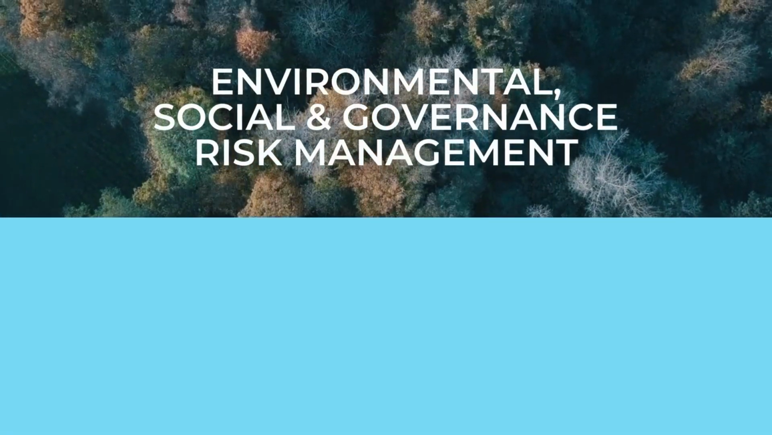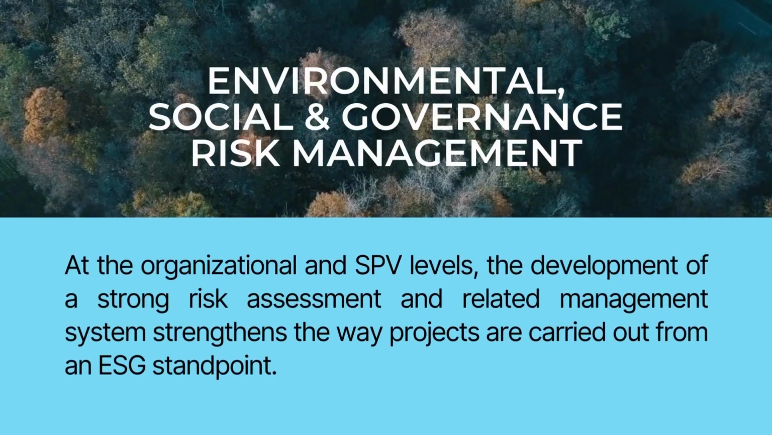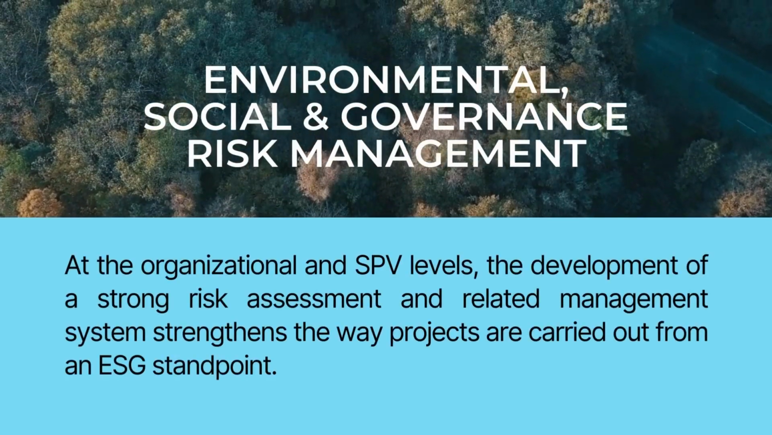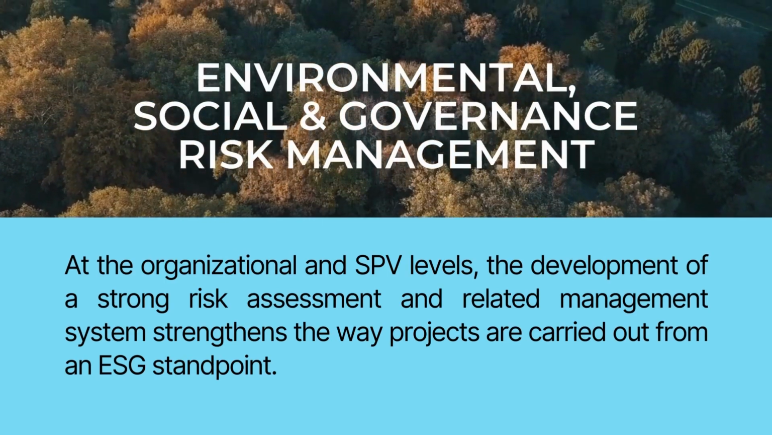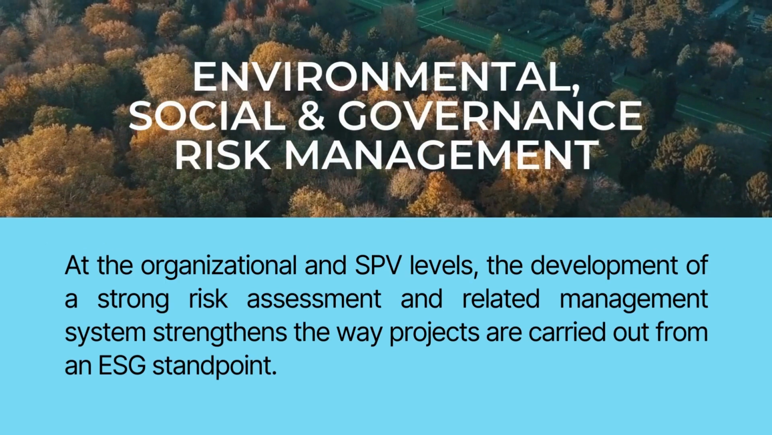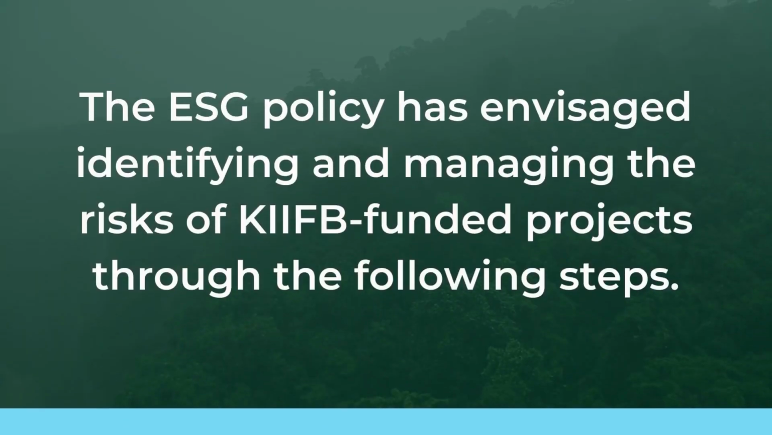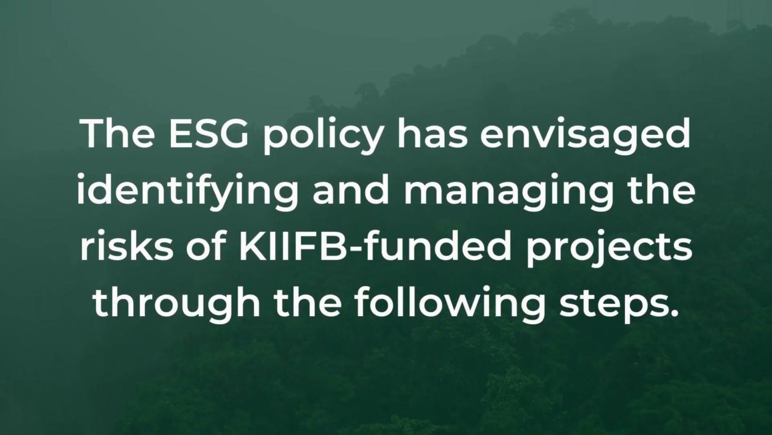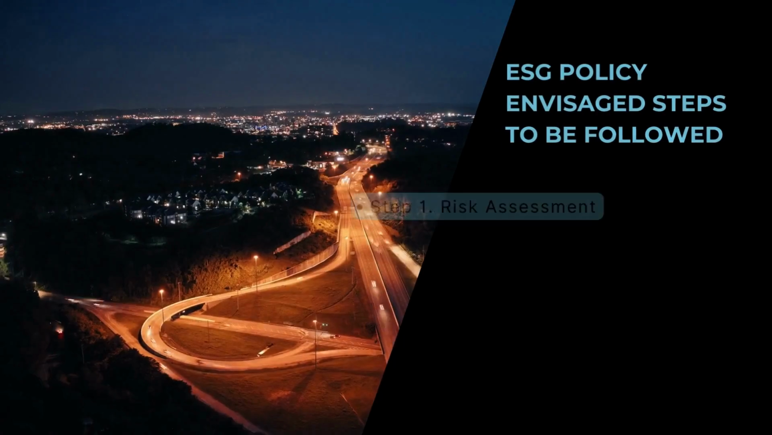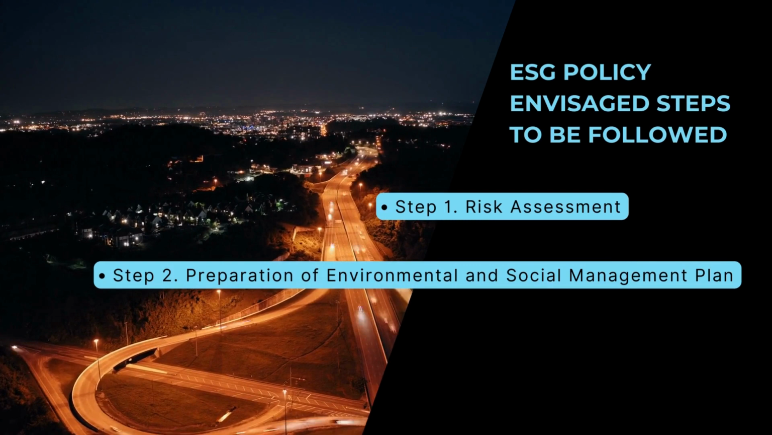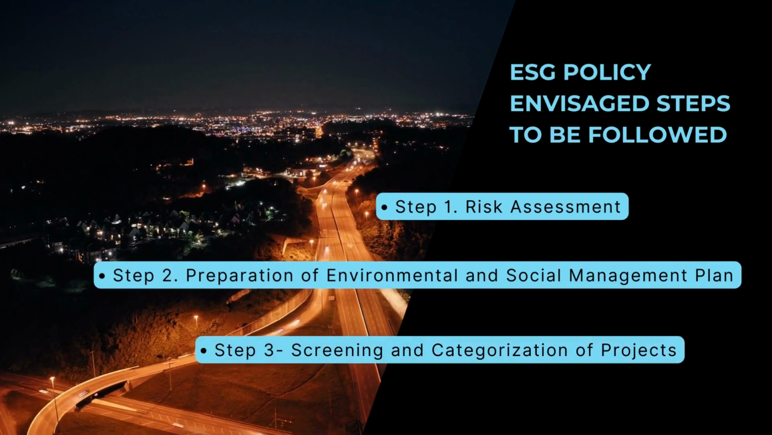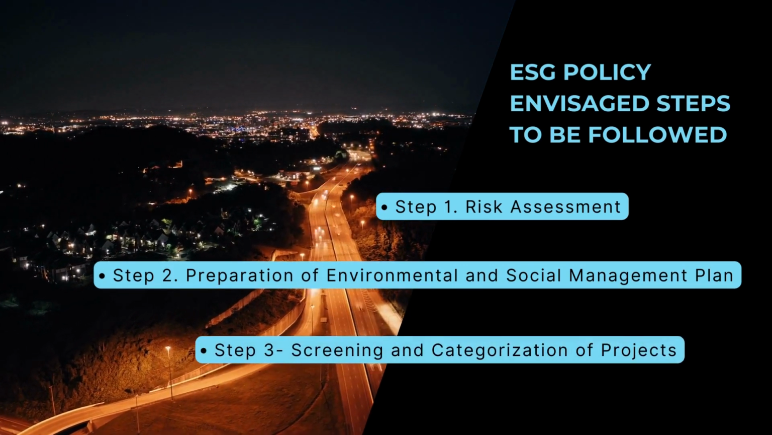Environmental, social, and governance risk management. At the organizational and SPV levels, the development of a strong risk assessment and related management system strengthens the way projects are carried out from an ESG standpoint. The ESG policy has envisaged identifying and managing the risk of KIIFB-funded projects through the following steps. Step 1. Risk assessment. Step 2. Preparation of an environmental and social management plan. Step 3. Screening and categorization of projects.